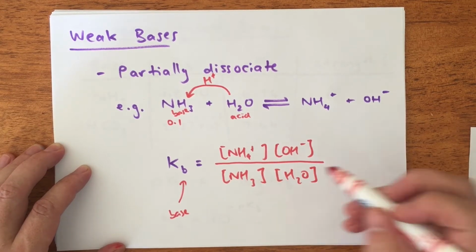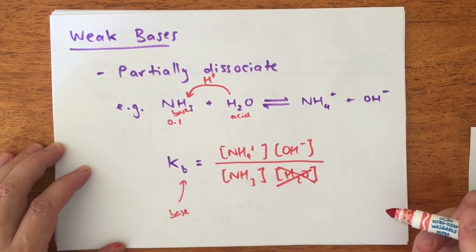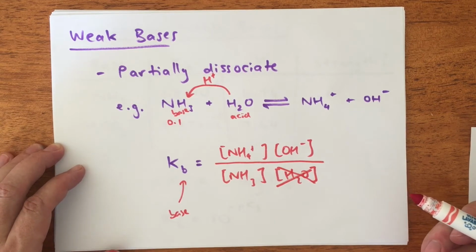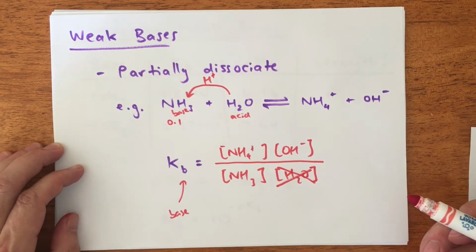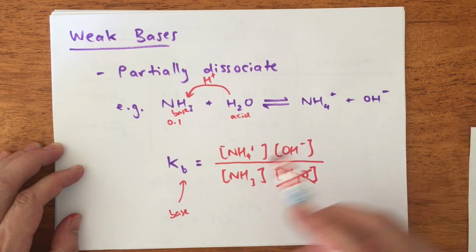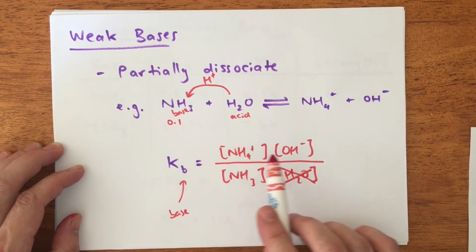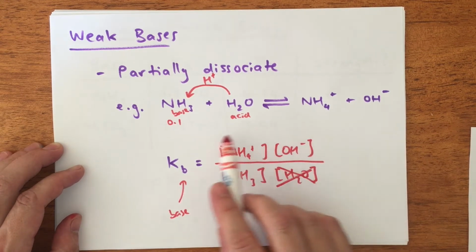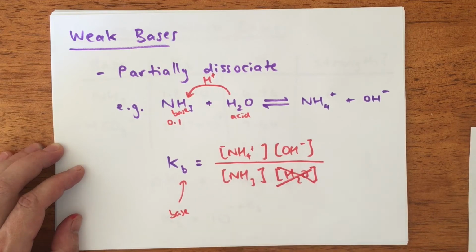Just like for weak acids, we are going to exclude the water because its concentration is so large that we can assume it to be constant. So therefore my Kb expression equals NH4 plus multiplied by OH minus, and those two divided by the concentration of NH3.